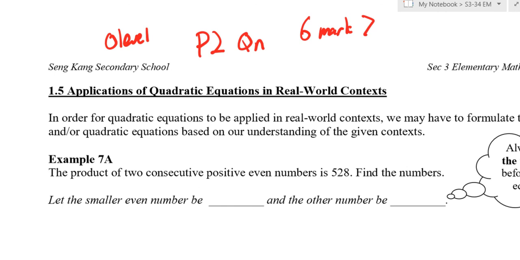Meaning, this question itself is 1 grade. 1 grade means if you are a B3 student, you become A2. If you are A2 student, you become A1. 1 grade also means if you're A1 student, you can drop to A2. You can drop to B3. Understand? 1 grade. Let's start.